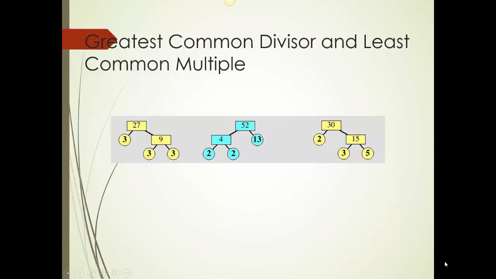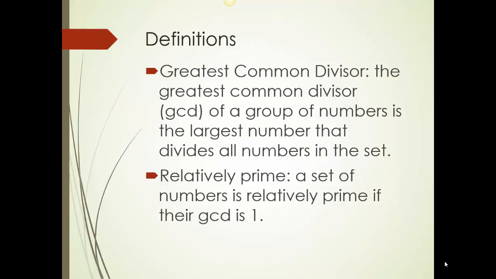In this video, we're going to talk about the greatest common divisor and the least common multiple. The greatest common divisor of a group of numbers is the largest number that divides all the numbers in the set. Right? So here's what you want to think about: this number, the greatest common divisor, has to be a factor of all the other numbers. So even though it says great, the number is usually smaller than the numbers in the set.